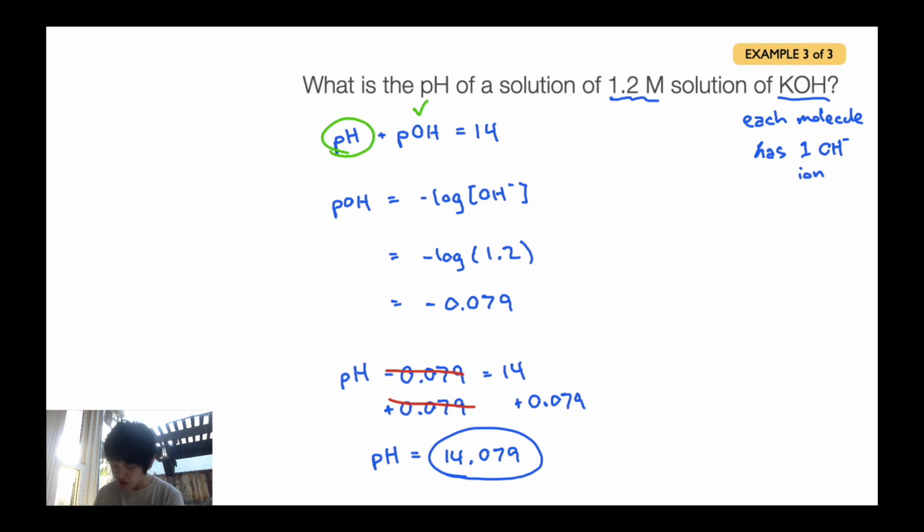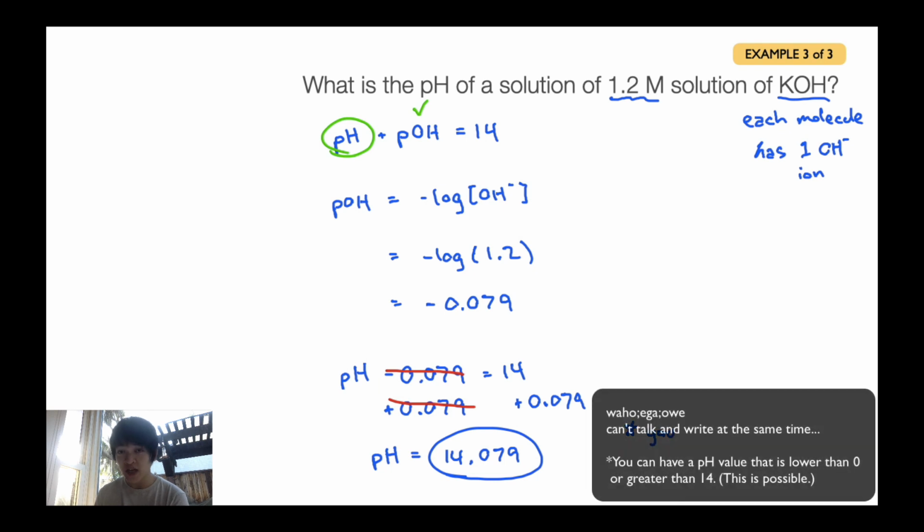You might be wondering, wait, the pH is bigger than 14. How is that possible? Yeah, it's actually possible. Okay, side note, you can actually have a pH value that's lower than 0. You can actually have a pH value lower than 0 and greater than 14.